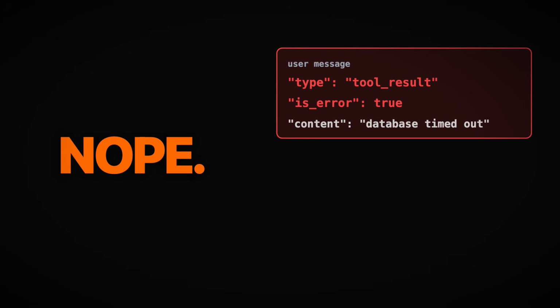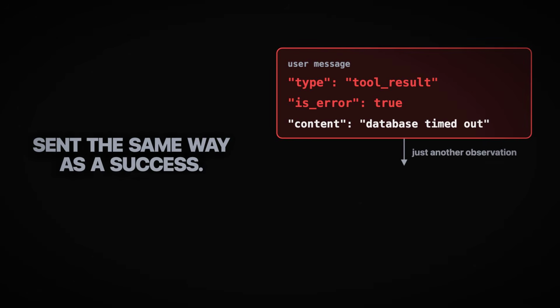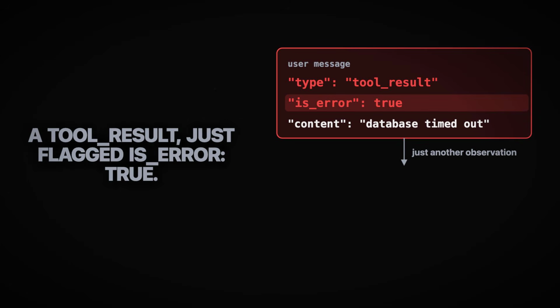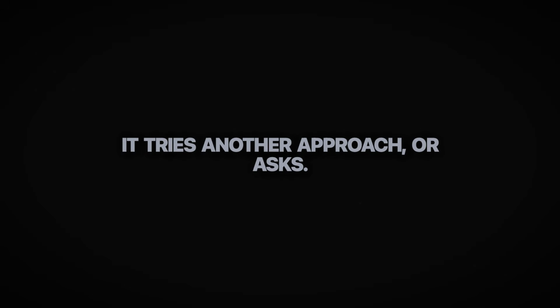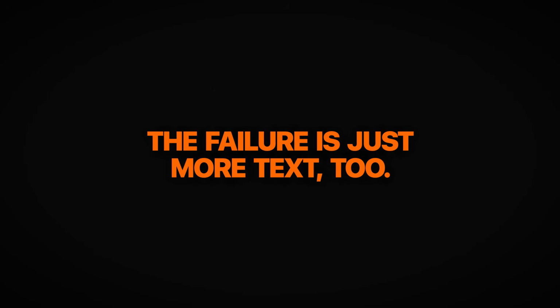Second surprise, what happens when a tool fails? You might expect an exception, a crash, some special error path. Nope. You send the failure back the same way you'd send a success, a tool result, just flagged is_error: true. To the model, an error is simply an observation. It reads, "database timed out," shrugs, and tries another approach or asks what to do. The failure is just more text too.